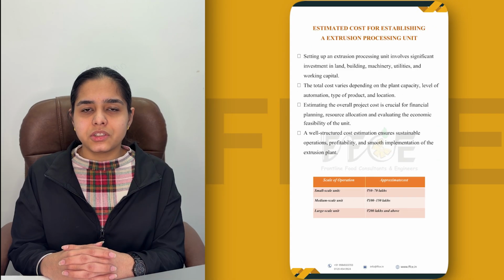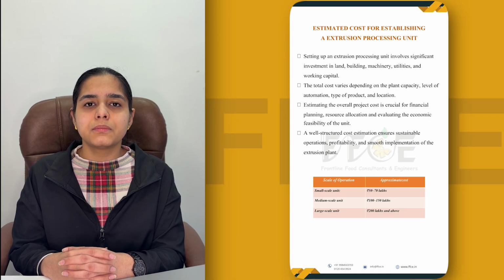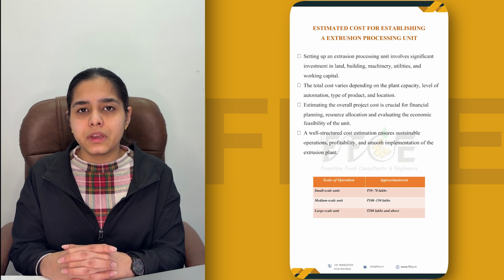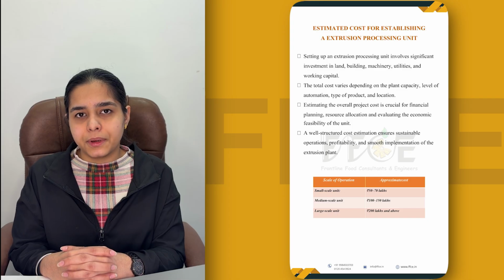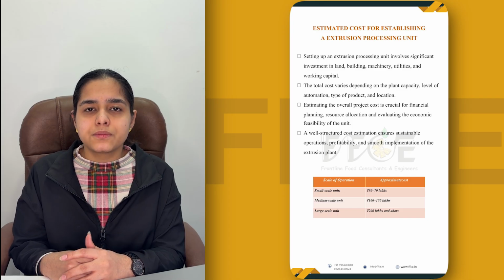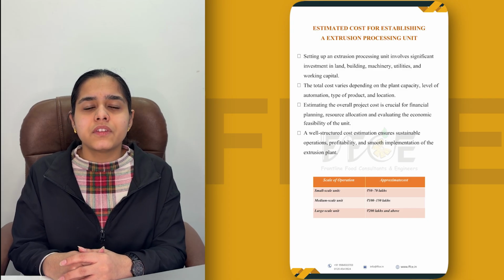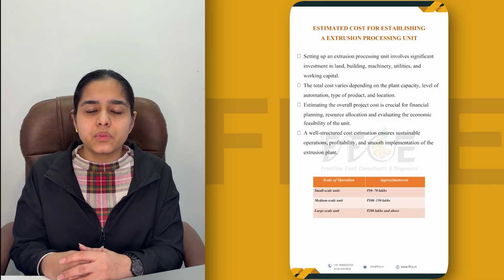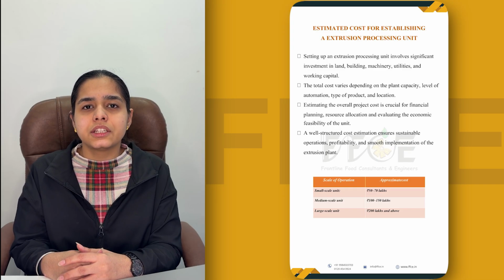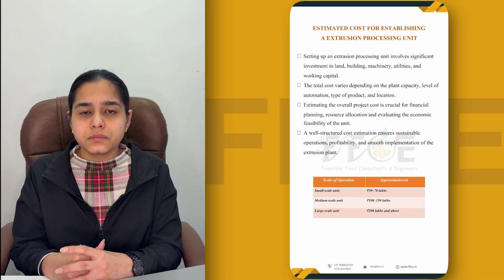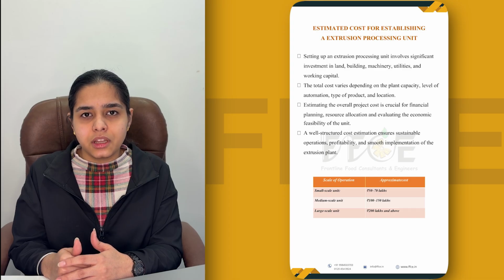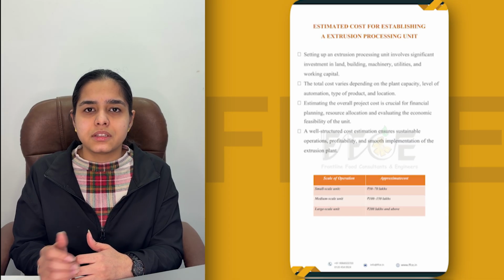Estimated project cost. Setting up of an extrusion plant requires investment in land, building, machinery, equipments, manpower, and working capital. For setting up of a plant of small scale, you might require investment of 50 to 70 lakh. For medium scale, it goes from 1 to 1.5 crore, and for large scale, it is 2 crores or above. Having proper cost estimations helps in proper budgeting, financial planning, and loan approvals.